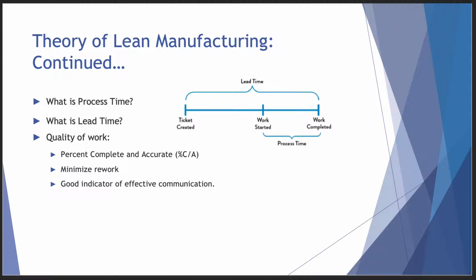And with this, you want to have a good quality of work, and the quality of work will have a high percentage of complete and accurate work, and it'll minimize the need for reworking. If these processes are followed, it's also a good indicator of effective communication amongst all that are involved in the whole process. And the communication is key between all teams that are involved in the lead time for a product to make it to the production environment.